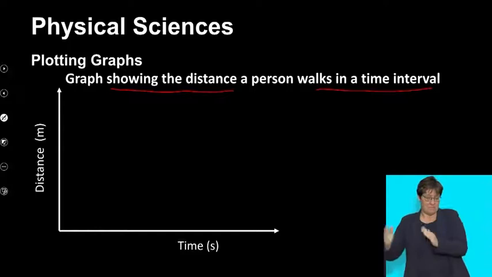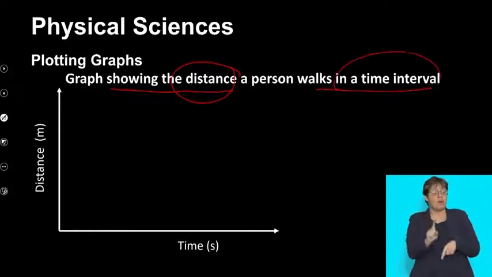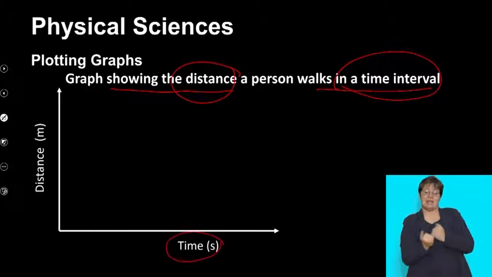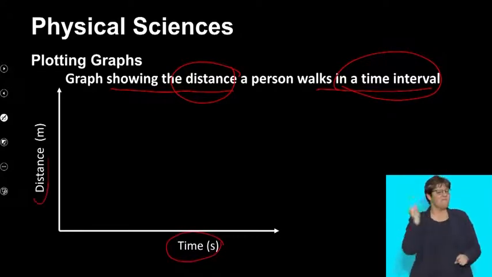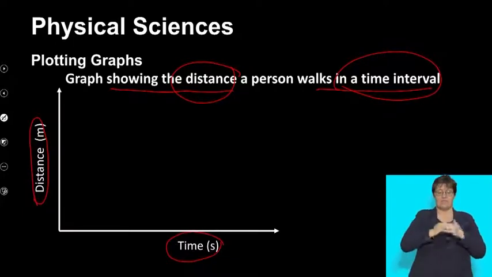Now, the word distance is the output. The thing that we are measuring or controlling is the time interval. So time is the independent variable, and the distance measured in meters is the dependent variable. And so that's how we set up the graph.